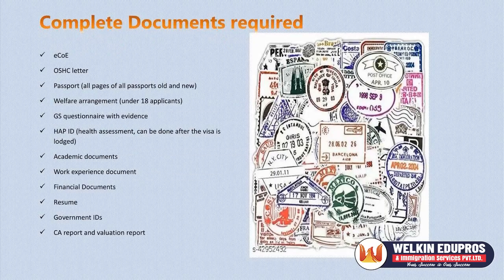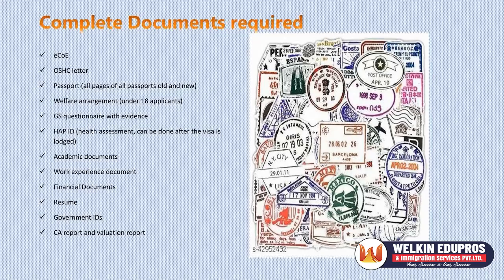Now, what are the documents required for the visa? You can see the list of the documents on the screen. First of all, we require the ECOE, which is the COE itself, the OSHC letter, and the passport with all the pages scanned. All the pages should be scanned and the page number should be clearly visible when you scan the passport. Welfare arrangements if the student is under 18.